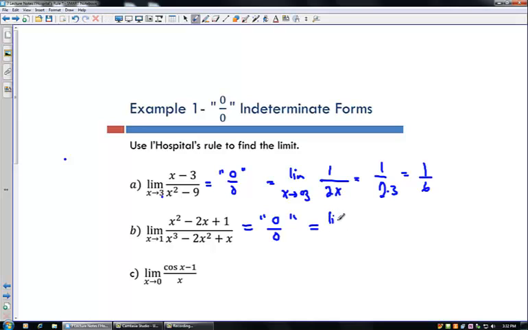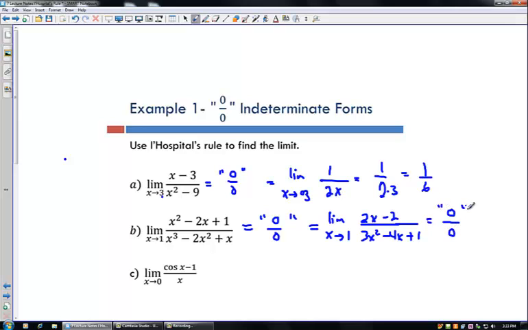So this is going to be equal to the limit as x goes to 1. And we take the derivative of the top, which is 2x minus 2, divided by the derivative of the bottom, which is 3x squared minus 4x plus 1. And then we plug in 1 again. When you plug in 1, you're going to see you get 0 on top. And then plug 1 into the bottom, and what are you going to get out? So 3 minus 4 plus 1, which is also 0.